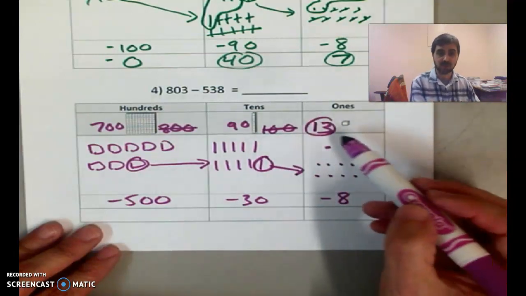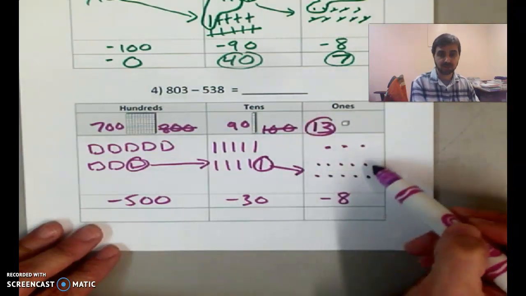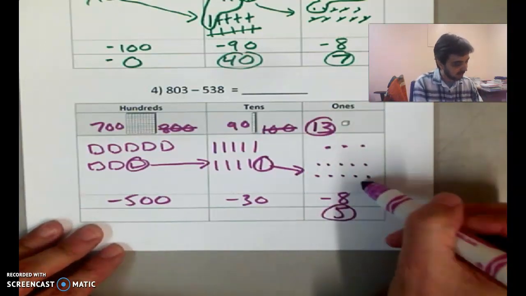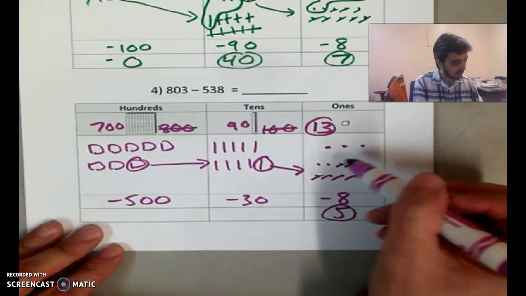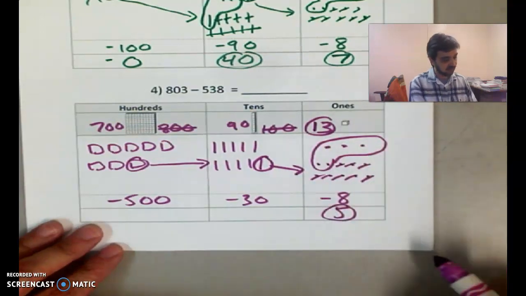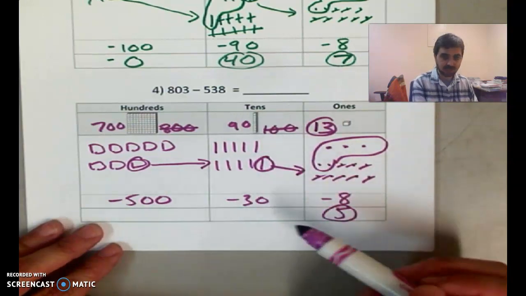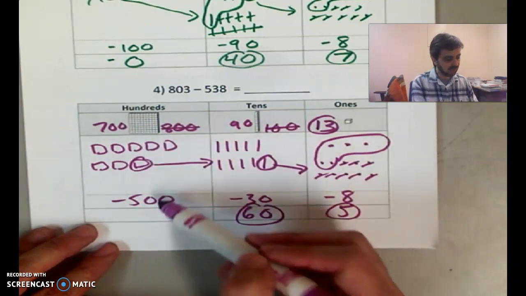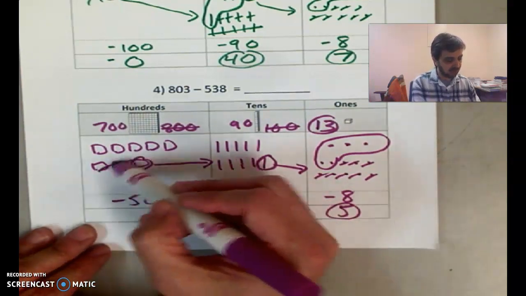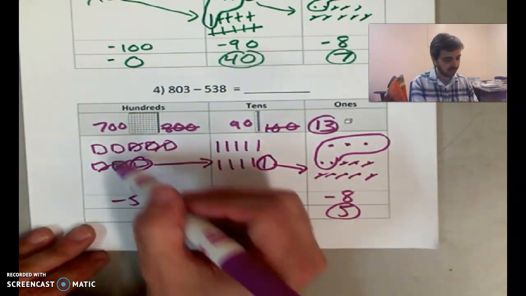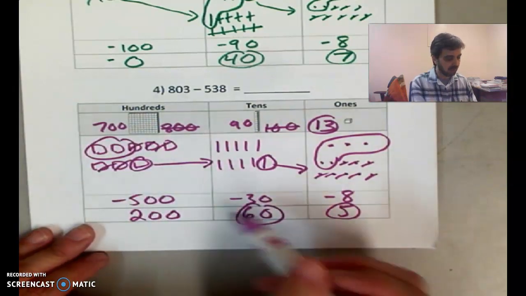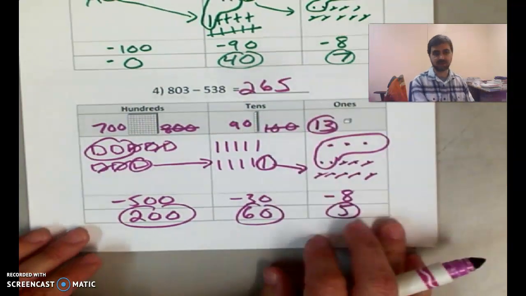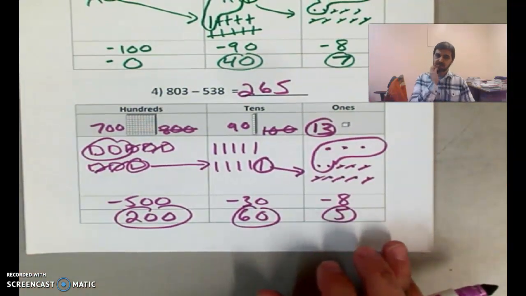So now I can do, okay, so I have 13 Skittles. Take away 8, and that should give me 5. Take away 8, and indeed that gives me 5. Now I can do 90 minus 30. That's 60, 6 tens. And I can do 700 minus 500. If I take away 500s, I end up with 200. So my answer is 265. Okay? All right.